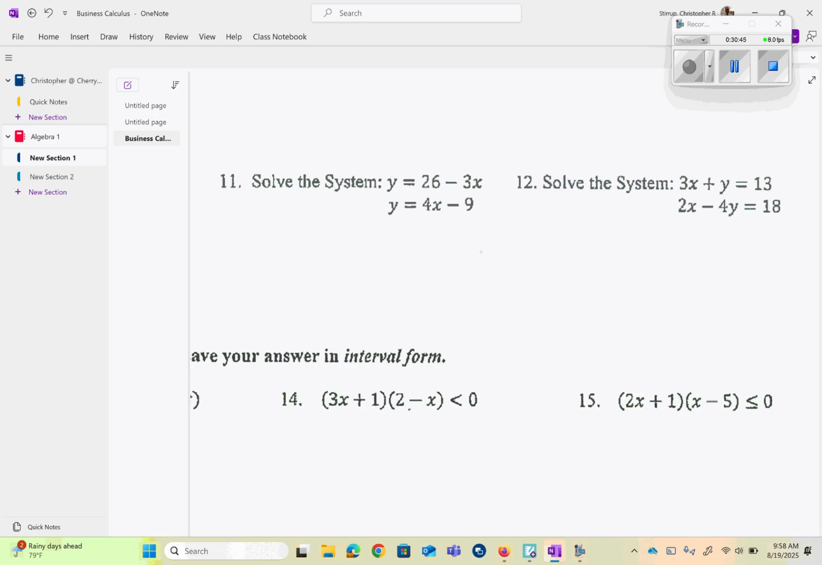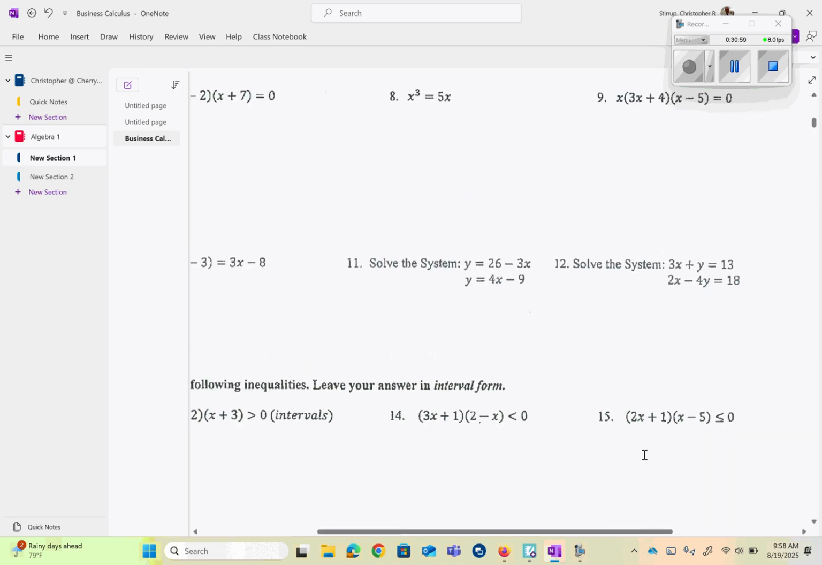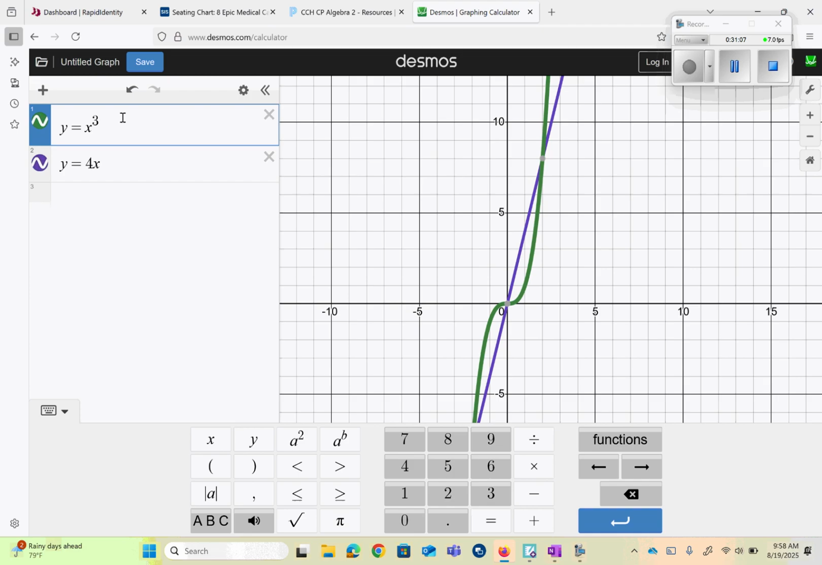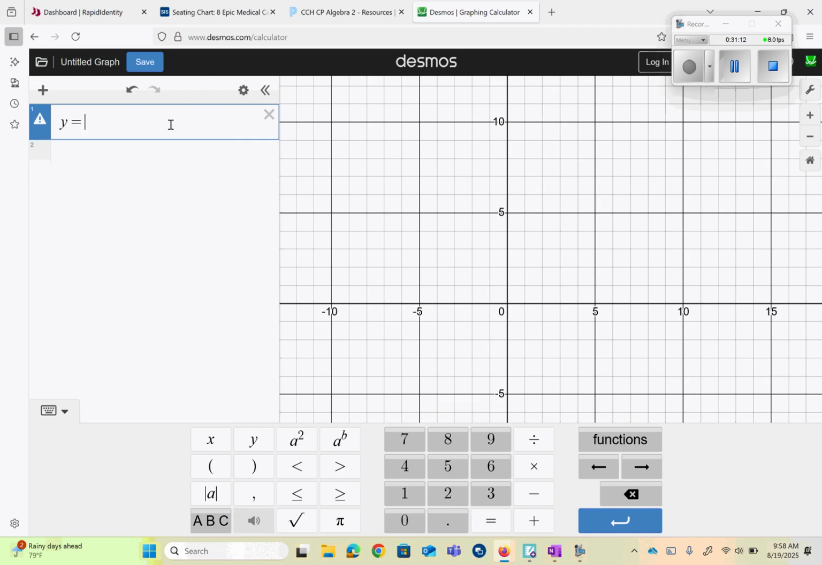So, let me just show you one more thing, then I'll call it good. Go down to 13, 14, 15. And let's take a look at number 13. They're all about equivalent type of problems. We're going to go right to Desmos for number 13. Get rid of this one. All right, so I'm going to go number 13. I have x minus 2, and I have x plus 3.